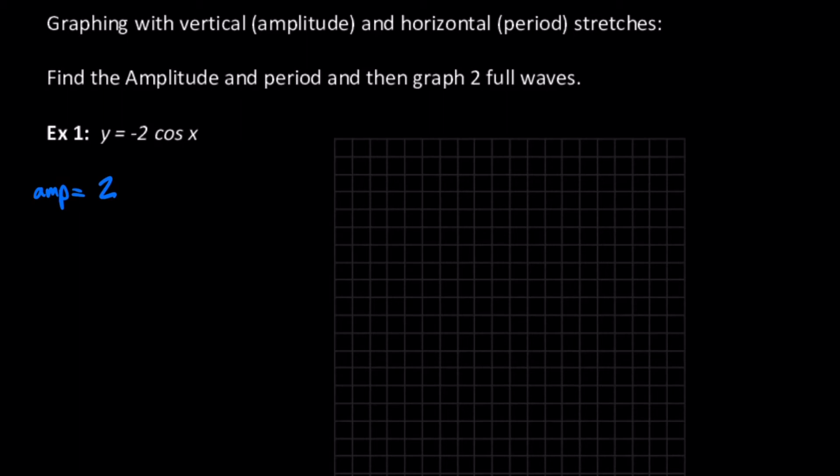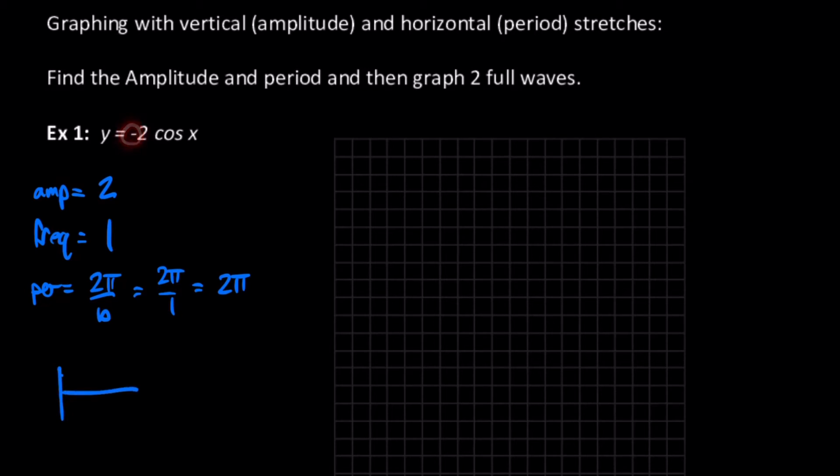Amplitude is 2. The frequency, or the b term, in this case, is just 1. That's whatever's in front of the x here. So that's a 1. And super important, period is 2 pi over b. In this case, that's 2 pi over 1, or just 2 pi. The period tells us how long one wave is. Now, before I even think about labeling my axes, I'd like you to make a thumbnail sketch. And this is where we incorporate that negative.